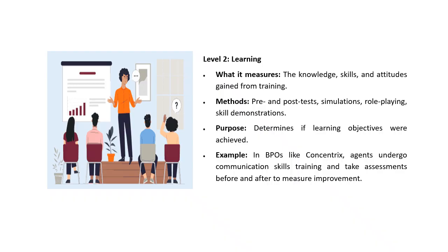The second level is learning. This measures the knowledge, skills, and attitudes gained from training. The methods that are being used are pre and post tests, simulations, role-playing, and skill demonstrations, the purpose of which determines if learning objectives were achieved. For example, in BPOs like Concentrix, agents undergo communication skills training and take assessments before and after to measure improvement.